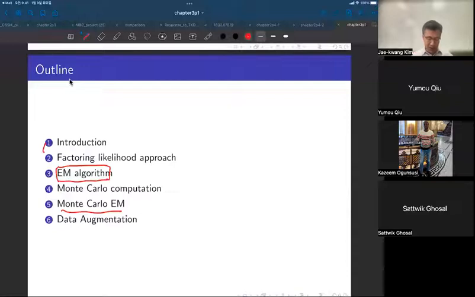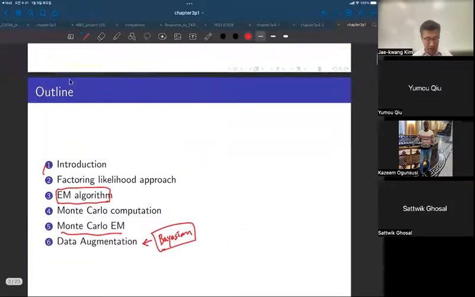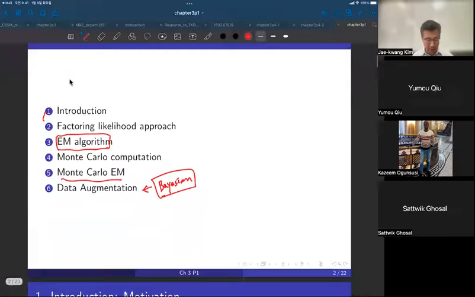Data augmentation is a little bit different story. This is more relevant to Bayesian, so I'm going to move on. I'll probably cover this later when it comes to Bayesian imputation. So that is the basic outline.